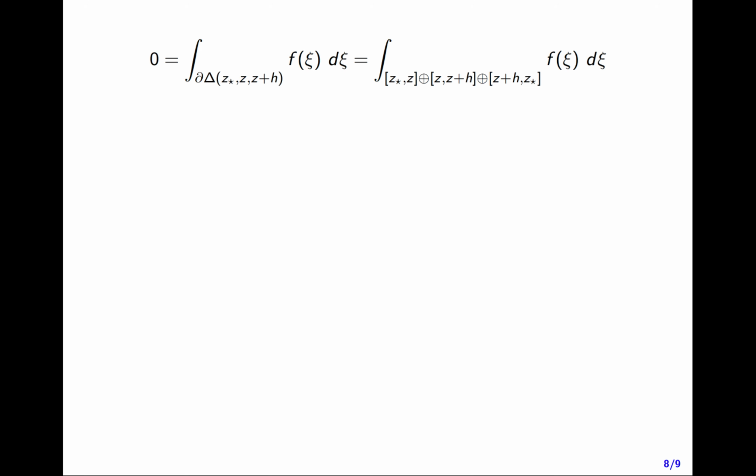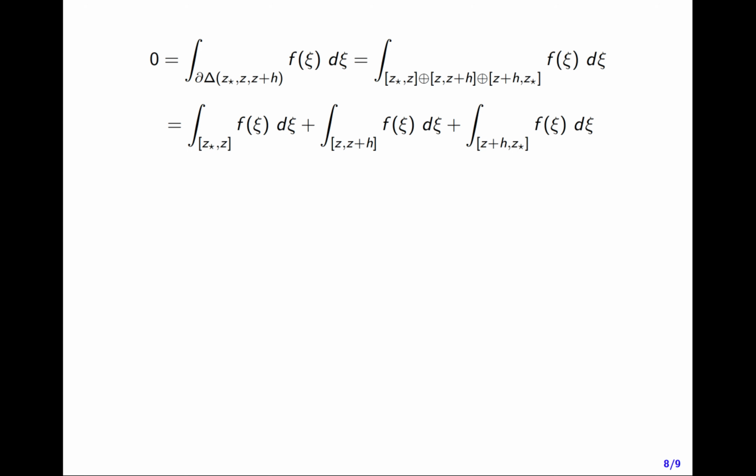And let's just write out what that triangular path is. That's the line segment from z star to z, composed with the line segment from z to z plus h, composed with the line segment from z plus h to z star. So I have the integral over a composition of three curves. That's the sum of the integrals over each of the curves individually. So I'll integrate over z star to z plus h, then z star to z, then z to z plus h, then z plus h to z star. So integral over a composition of three curves is the sum of three different integrals.